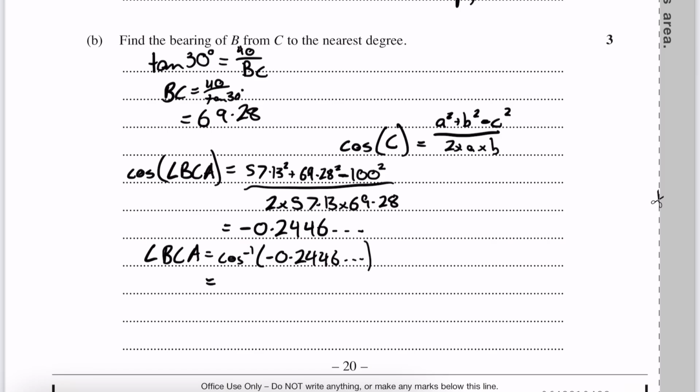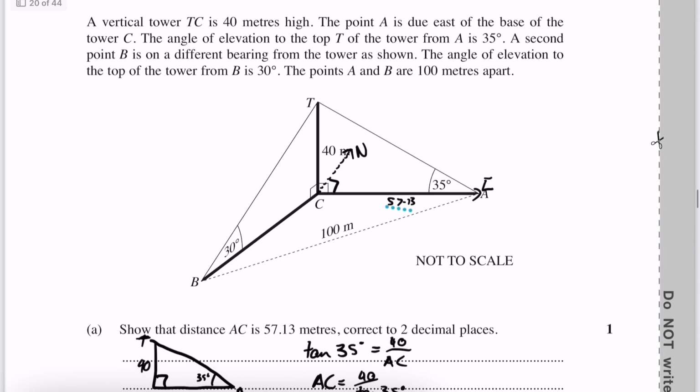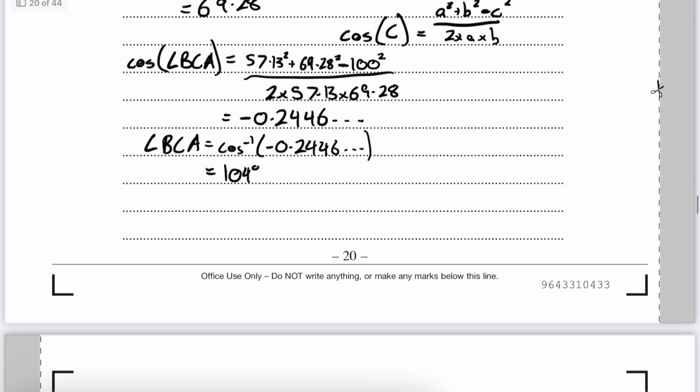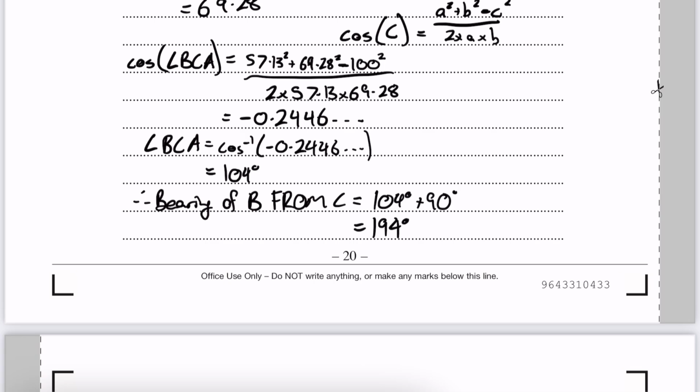Which is equal to 104 degrees. So now we found that this angle here is equal to 104 degrees, but our bearing is equal to 104 plus that 90 degrees that we established earlier. So bearing of B from C is equal to 104 degrees plus 90 degrees, which is equal to 194 degrees.